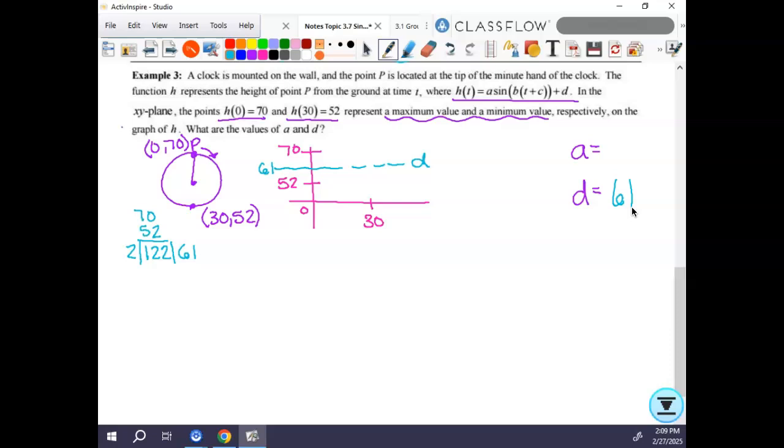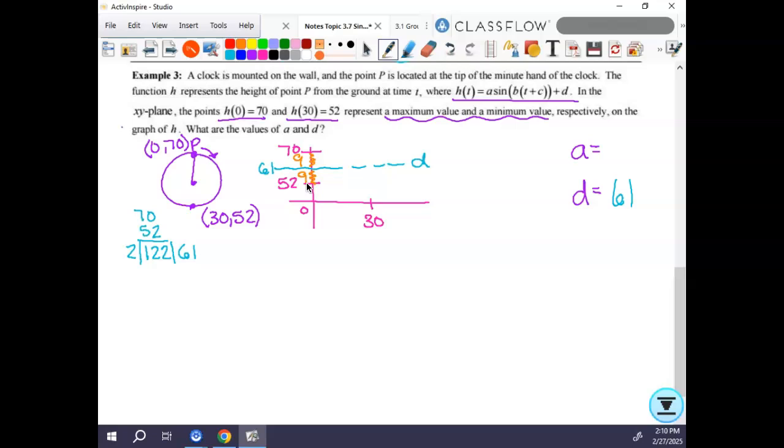Now, A is very much related to D, right? What do I do to figure out A? Subtract, absolutely. 70 minus 61 or 61 minus 52. I think 70 minus 61 is easier, but there's 9. And you know what? Go ahead and do this one too. That's an easy way to check to make sure your midline's really in the right place, right?